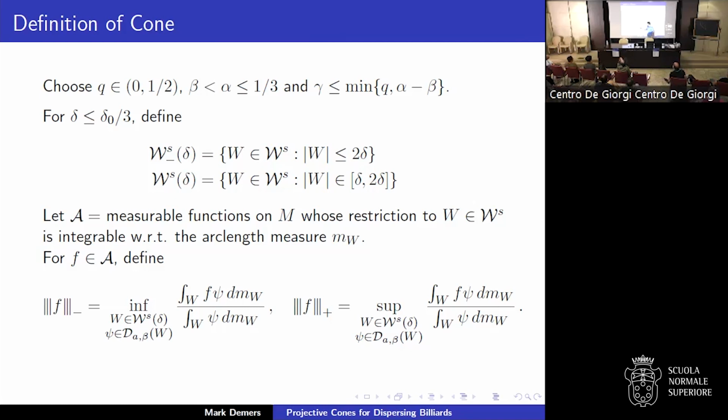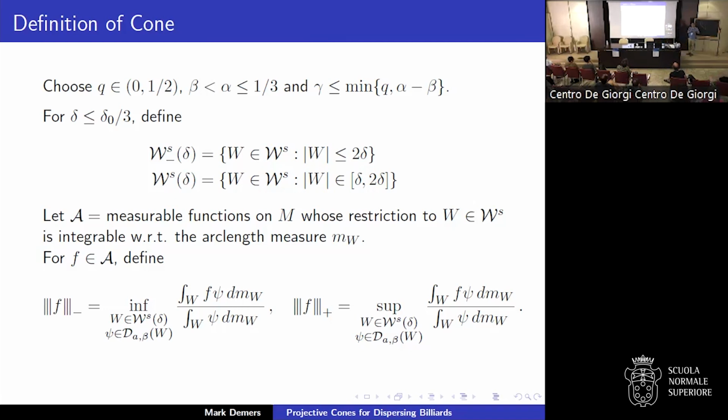But what you're really looking at is some average value of integrals of f on curves of a certain length scale. So this is not the minus, but curves of length between delta and 2 delta. And you can take the infimum of all those averages or the supremum of all those averages. That'll be this triple bar minus and plus. And those are telling you how the mass is distributed.